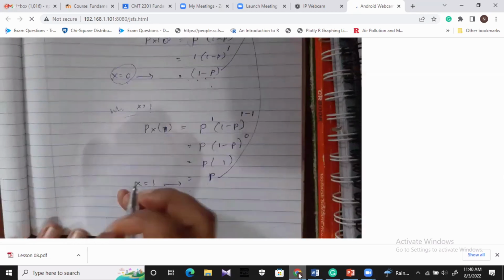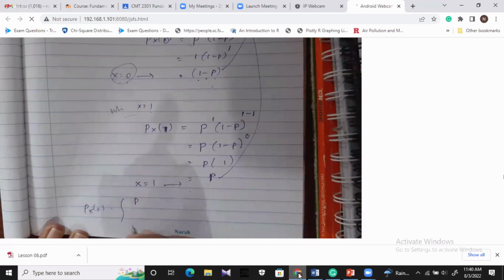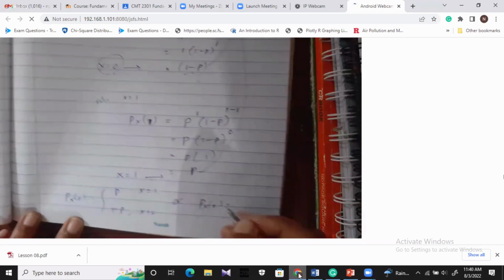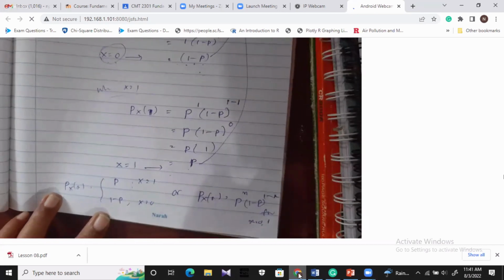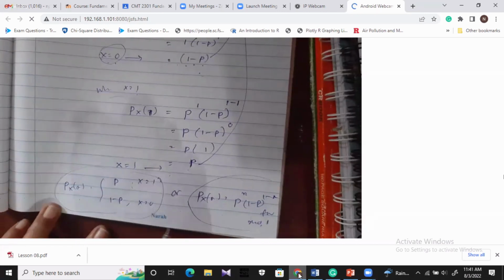Either you can write it as P, 1 minus P, for x equals 1, x equals 0. Or you can write the same formula as P to the power x, 1 minus P to the power 1 minus x, for x equals 0 and 1. Understand? So there are two methods to represent the Bernoulli distribution.